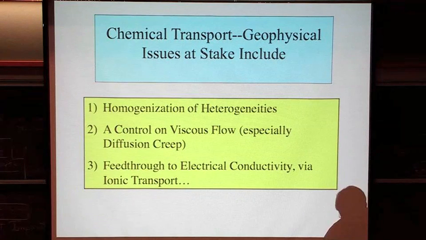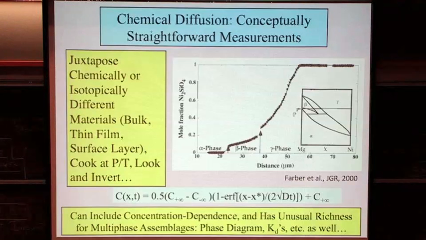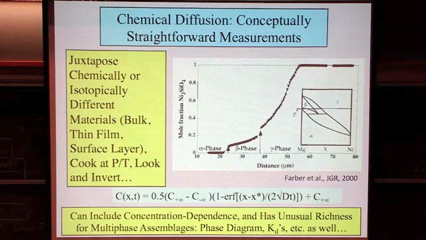So chemical diffusion is really conceptually a straightforward measurement. You basically take a chunk of chemically different material or isotopically different material, whether it's bulk material, two crystals juxtaposed, depositing a thin film of something else on a surface, depositing an isotopically anomalous surface layer on something else. You cook it at pressure and temperature, you slice it open, you look at it and you invert, and you look for the variation in chemistry across the sample. Conceptually, about as easy as you can get. In practice, it's not that easy.